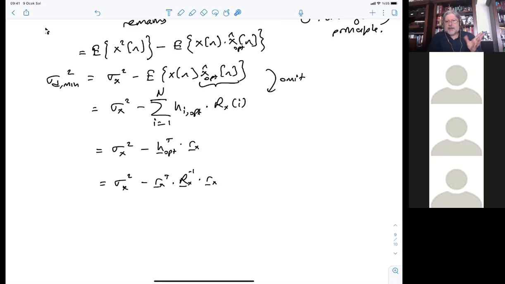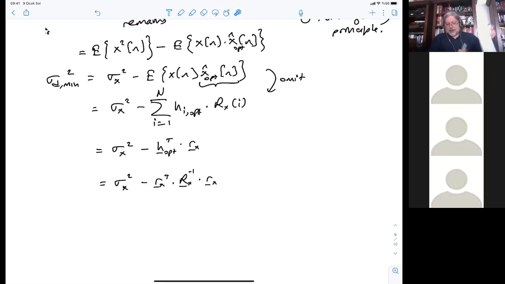Because of the symmetry, or the transpose being equal to the same thing, structure of Rx, Rx inverse is also a symmetric matrix. And multiplying from the left-hand side with the transpose of a vector and from the right-hand side with the vector itself will certainly make a positive value inside after this expression. It will give you a scalar, and that scalar is certainly positive. So we subtract a positive thing from sigma x squared, therefore the sigma x squared value is reduced to become the prediction error energy, sigma d minimum square.